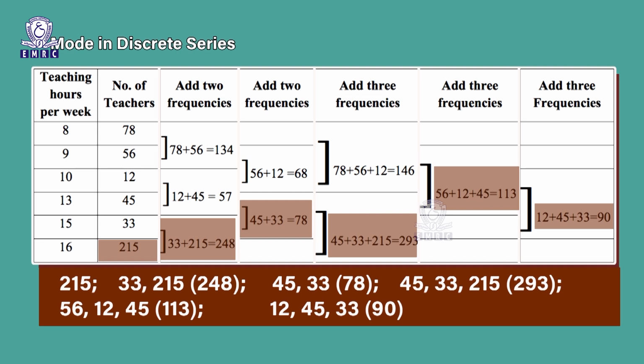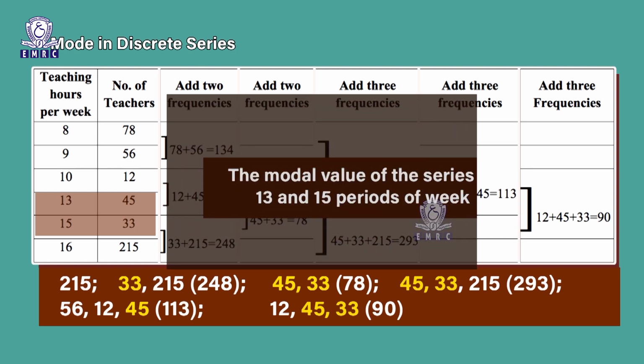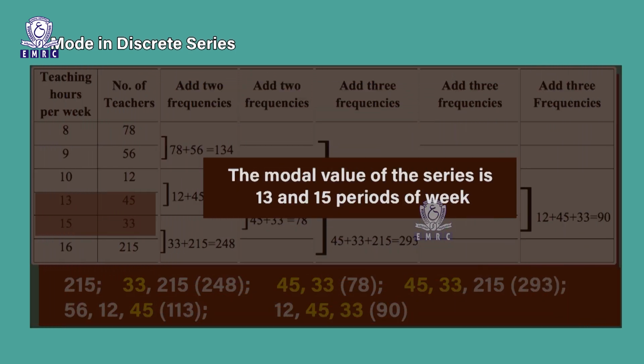From these numbers, it is observed that 33 and 45 are being repeated more times, each 4 times respectively. The modal value falls in 33rd item and 45th item. The modal value of the series is 13 and 15 periods per week. This is a bimodal group.